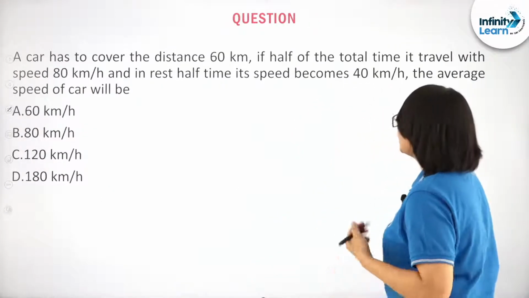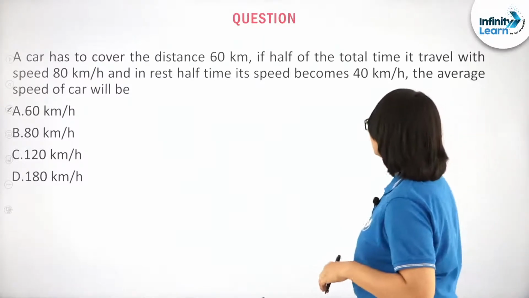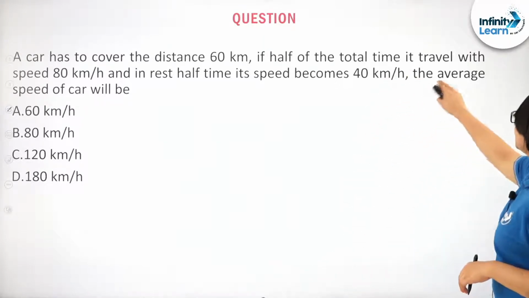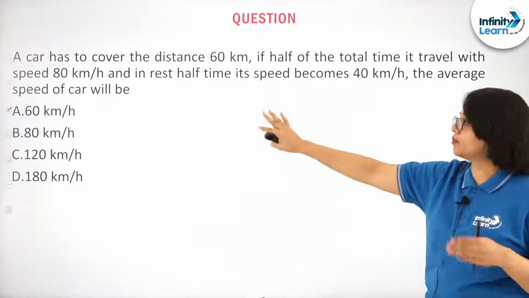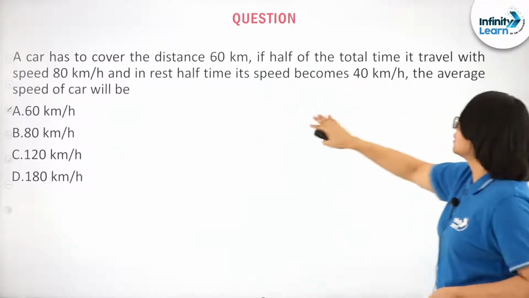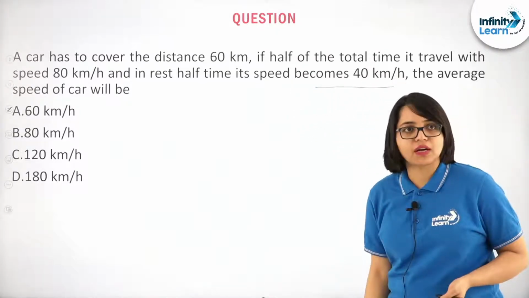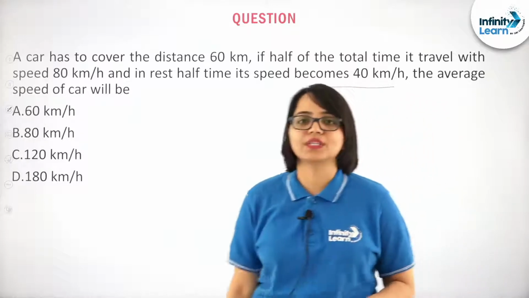Okay, let's start with one question. A car has to cover the distance of 60 kilometer. If for half of the total time it travels with speed 80 kilometer per hour, and in the rest half its speed becomes 40 kilometer per hour, the average speed of the car will be. So try this question everyone.